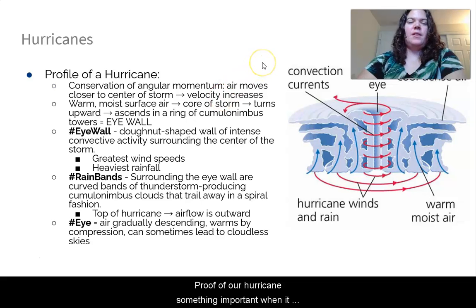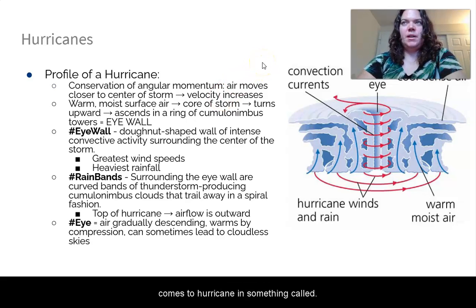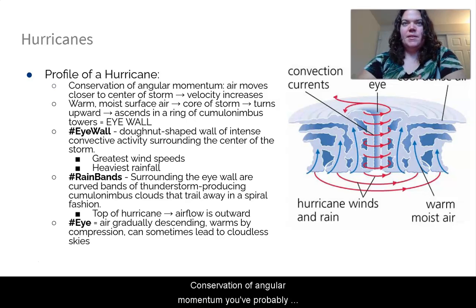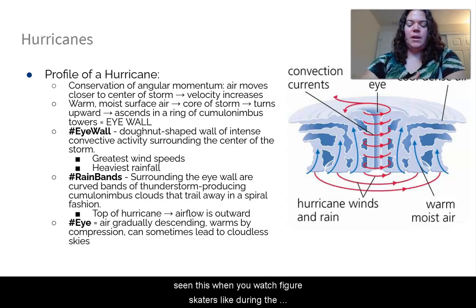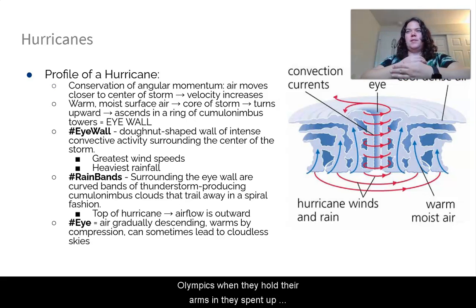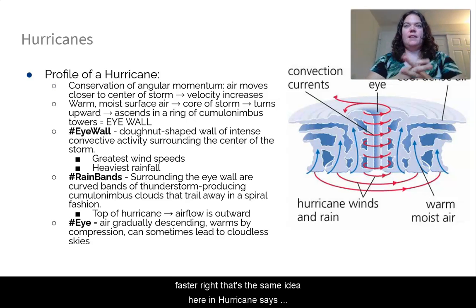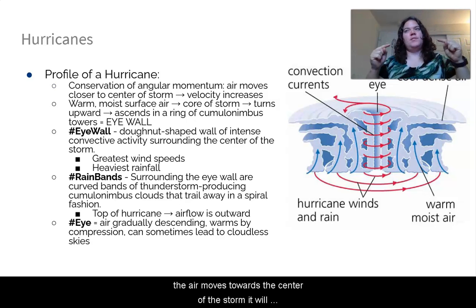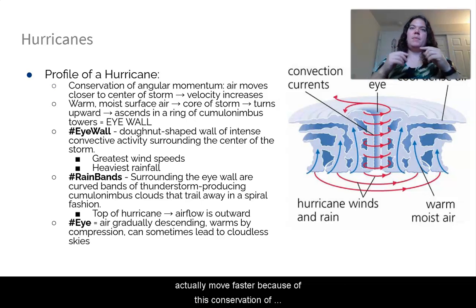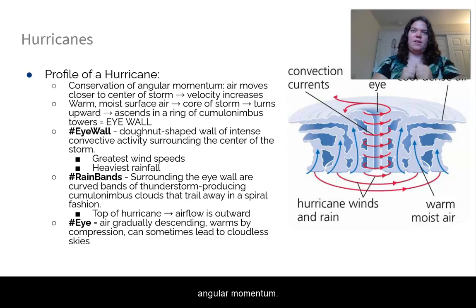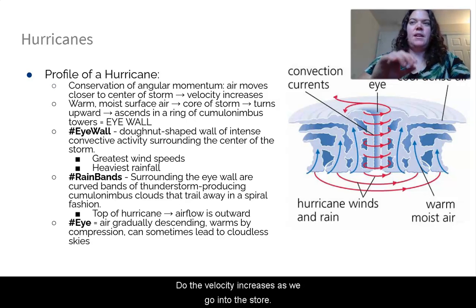So, profile of our hurricane. Something important when it comes to hurricanes is something called conservation of angular momentum. You've probably seen this when you watch figure skaters, like during the Olympics. When they pull their arms in, they spin up faster, right? That's the same idea here in our hurricane. As the air moves towards the center of the storm, it will actually move faster because of this conservation of angular momentum. So the velocity increases as we go into the storm.